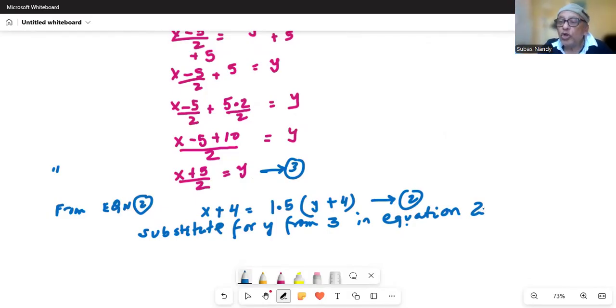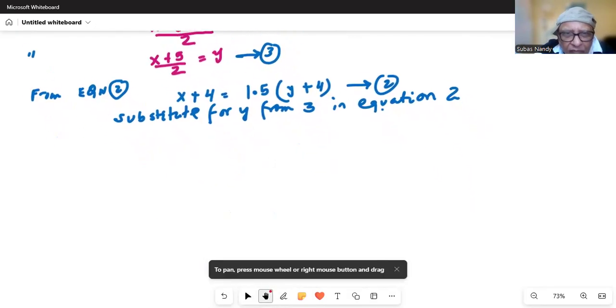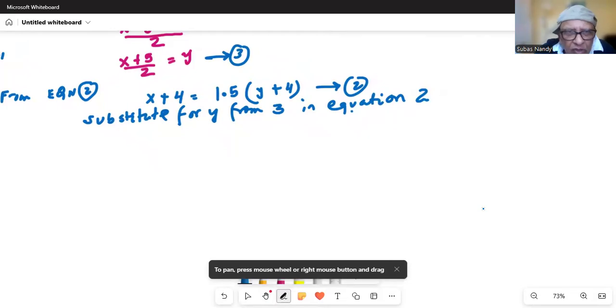Why? Remember, our goal is to solve for x. So we have to eliminate y somehow. We found the relationship between x and y in equation number 3. We are going to use that relationship and plug it into equation 2. So this becomes x plus 4 equal to 1.5.